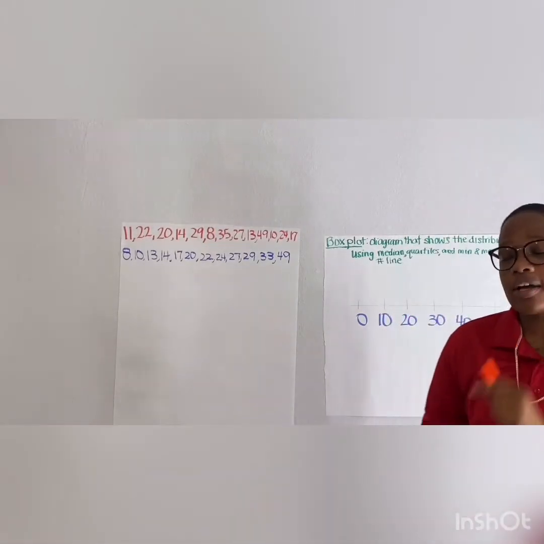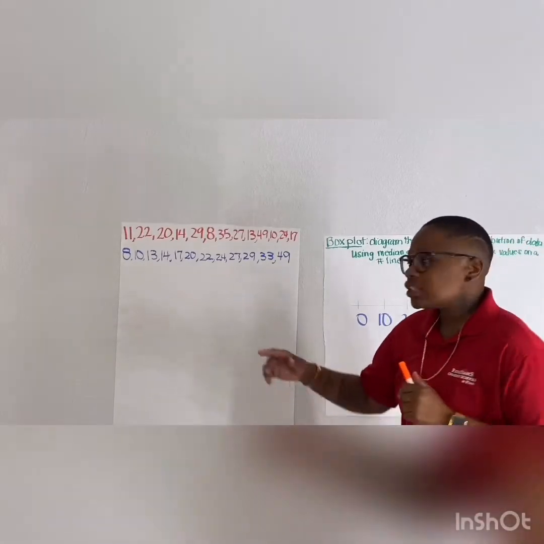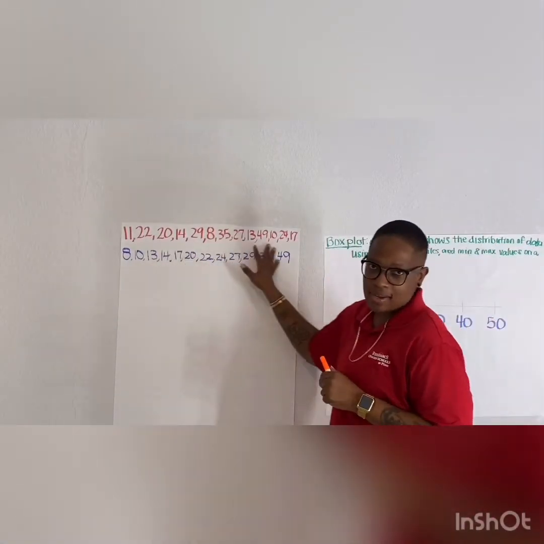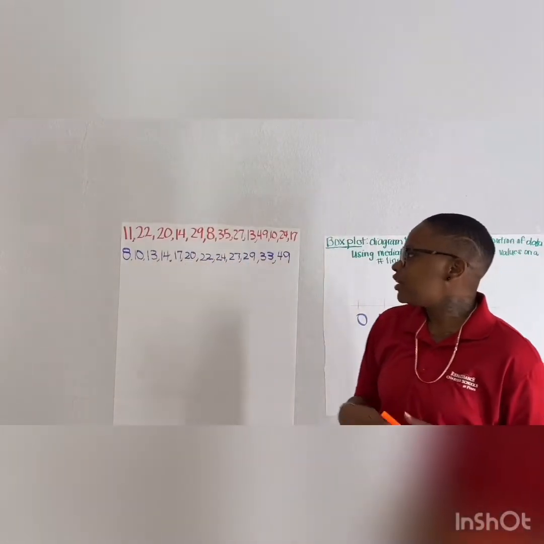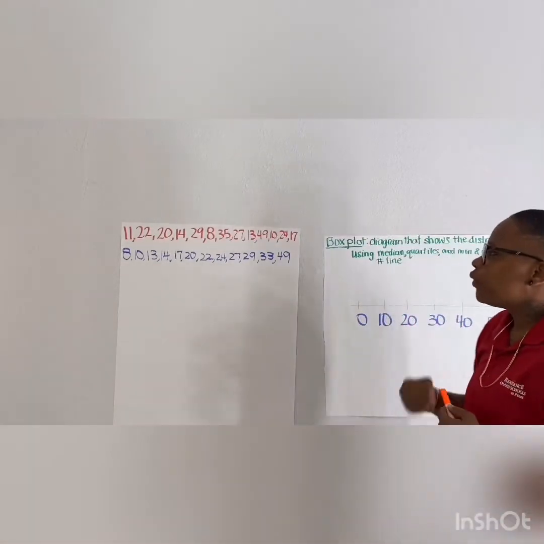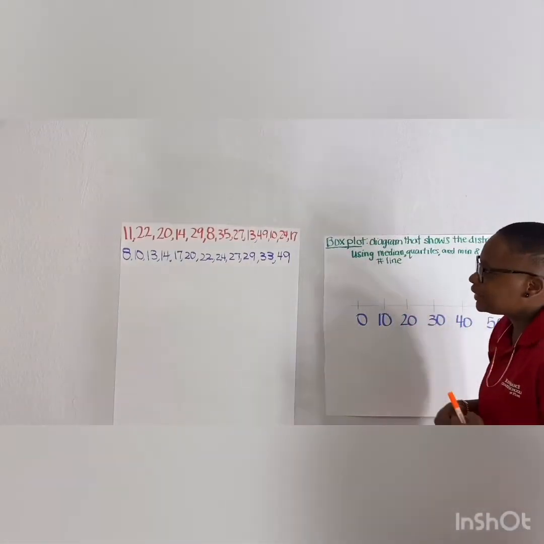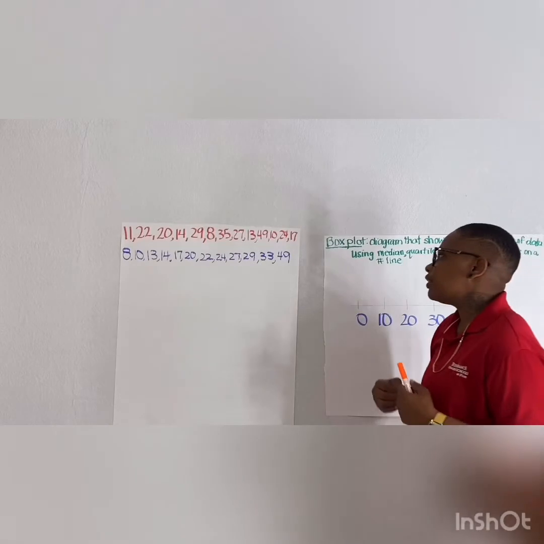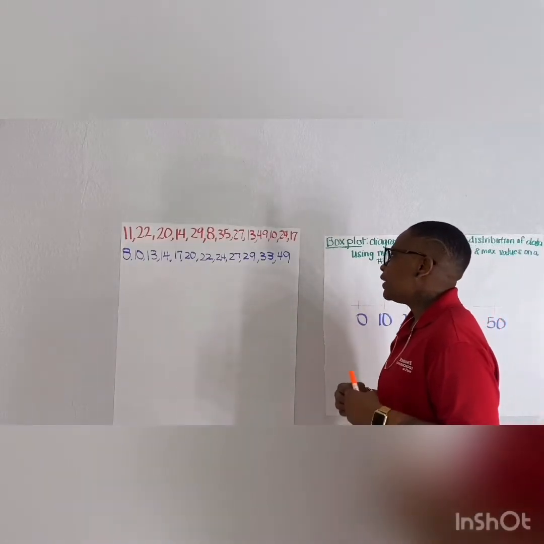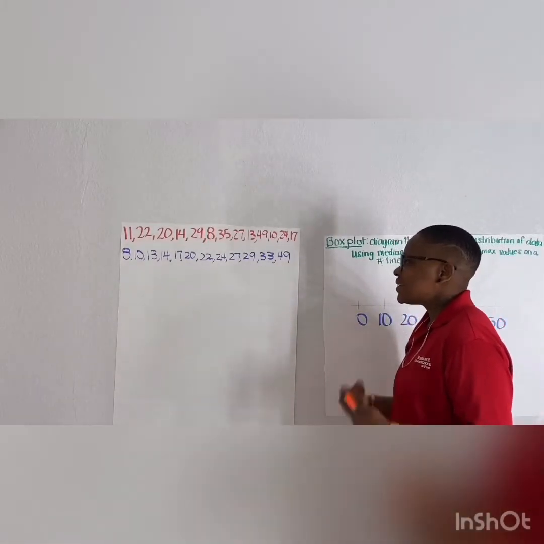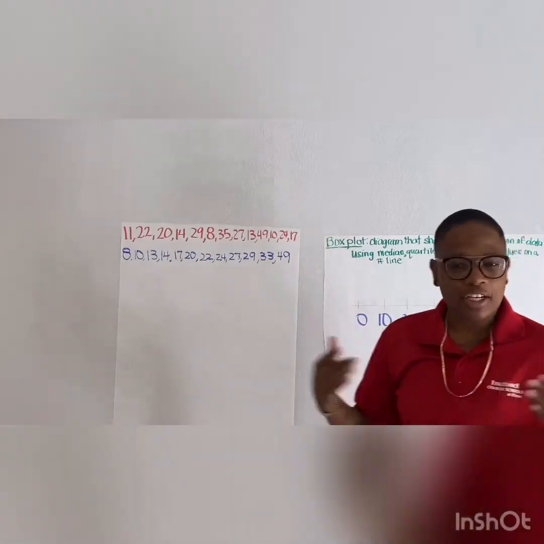So our first step is to arrange our values. So this is my data set. I chose some numbers. So I have 11, 22, 20, 14, 29, 8, 35, 27, 13, 49, 10, 24, and 17. So I picked 13 random numbers.